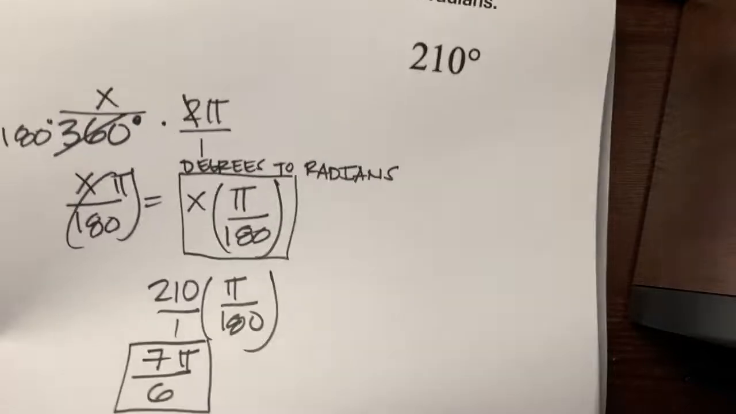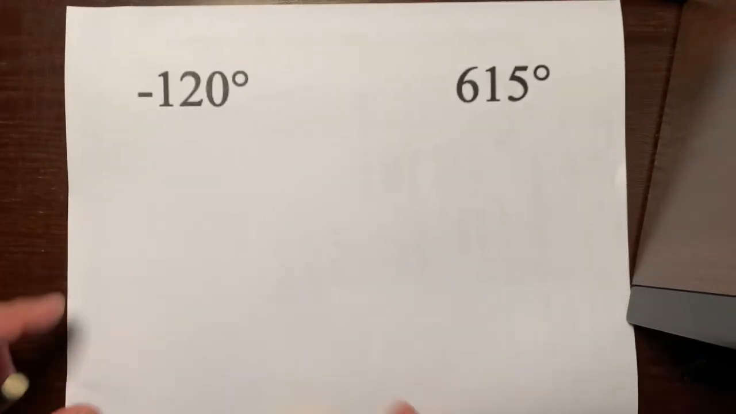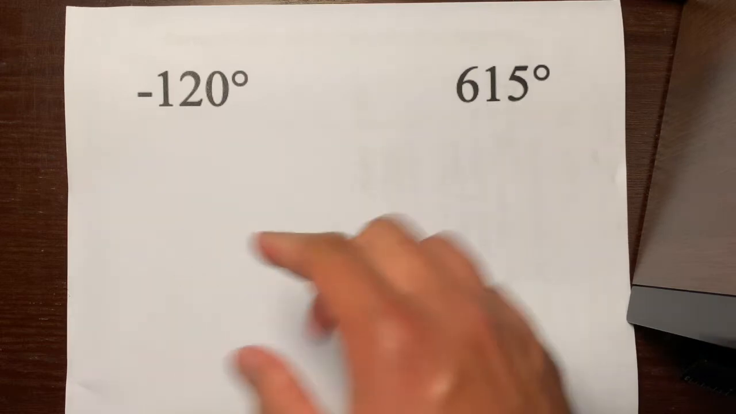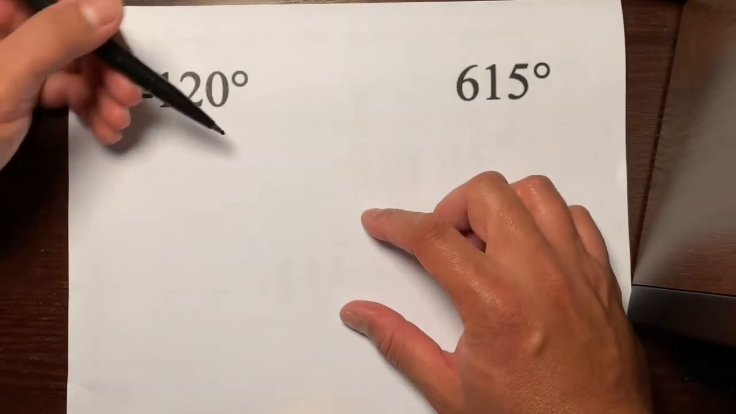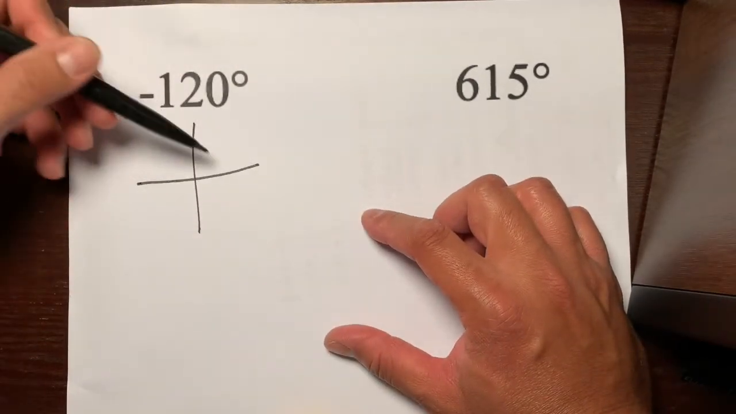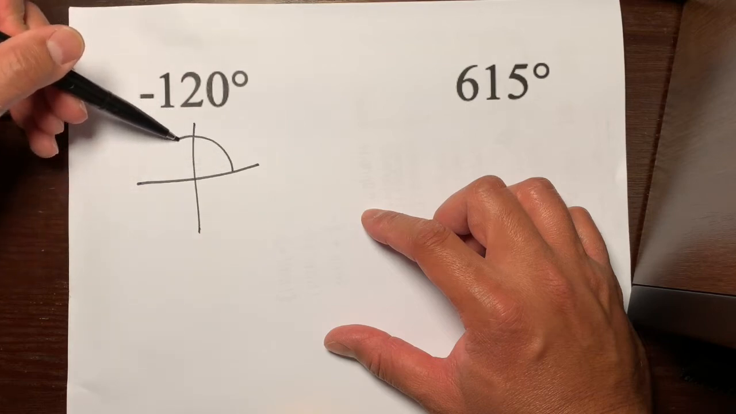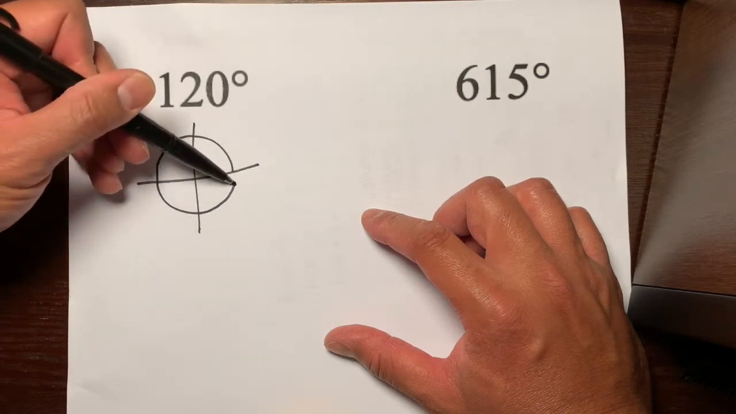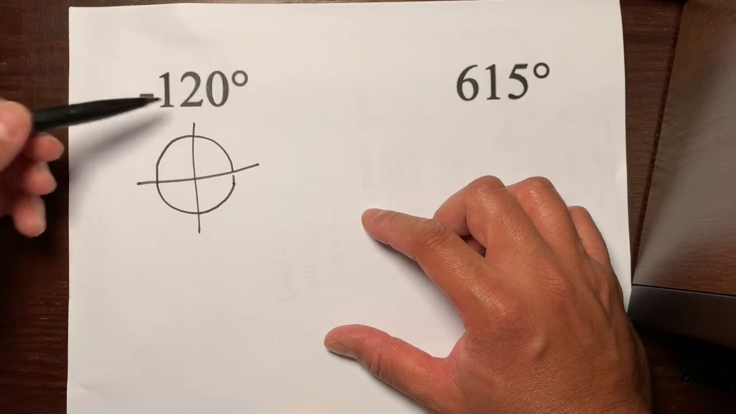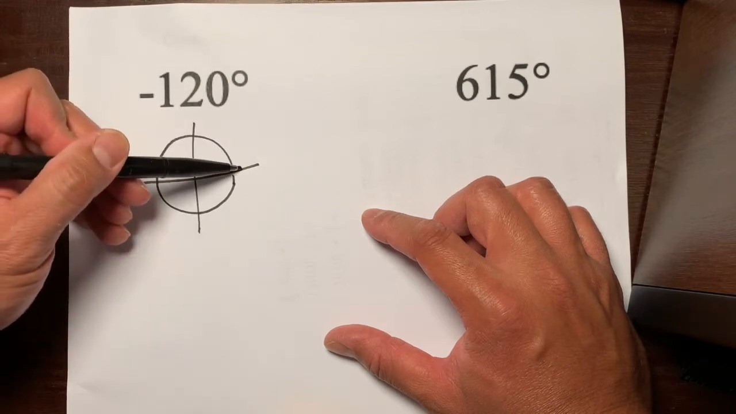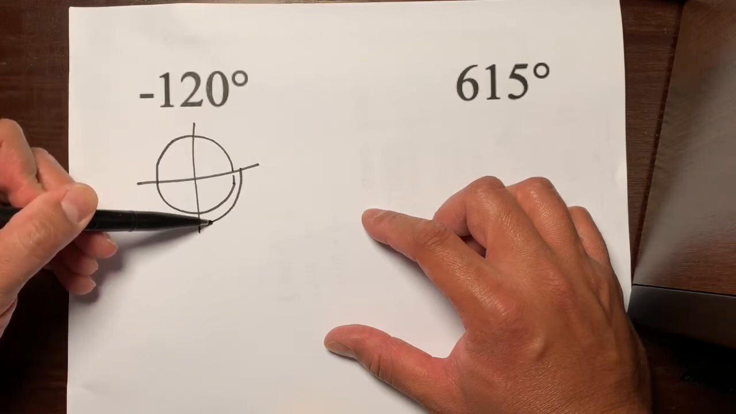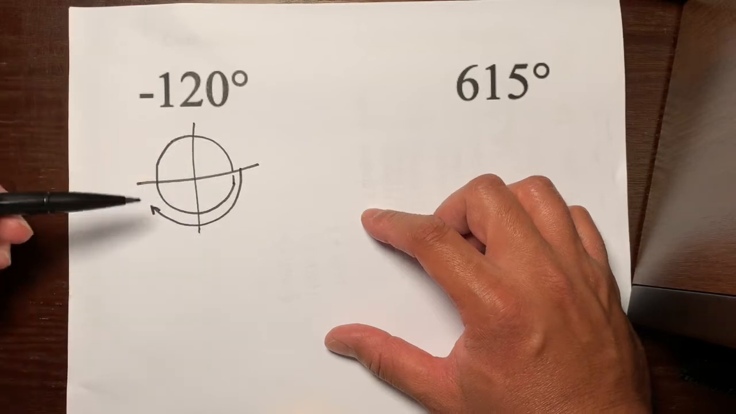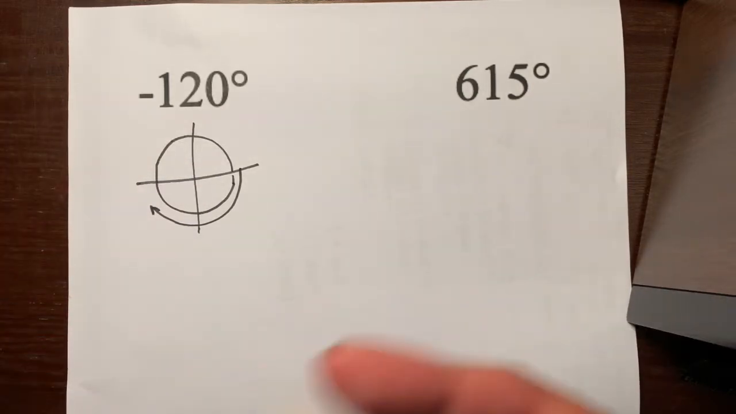Let me give you 2 more examples. This time, negative 120. You're wondering, wait a minute, we haven't seen negative numbers in the unit circle. Well, if you remember the unit circle, it traveled this way, okay? So a negative would just mean that you would go this way. And so you want to convert that into radians.